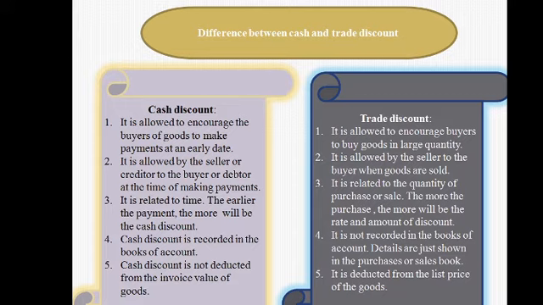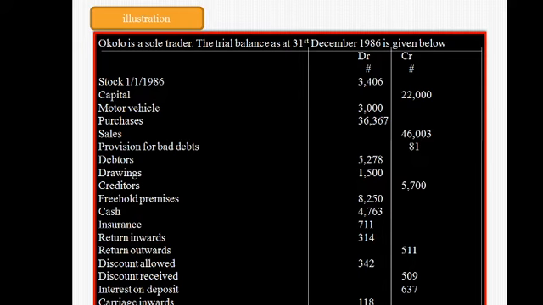We record it there for record purpose. Alright, number 5, we have this: cash discount is not deducted from the invoice value of goods. It is given when you take your payment. Trade discount is deducted from the invoice value, the list price of your goods. Okay, these are the differences. Then let's move to the next one.